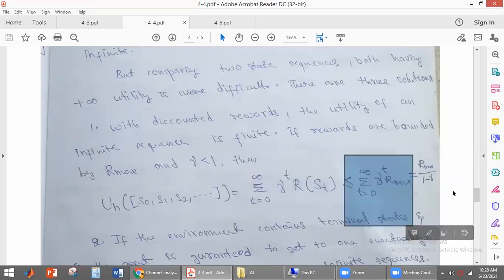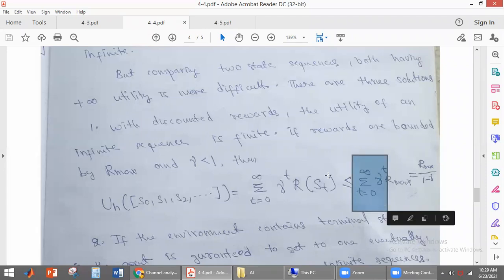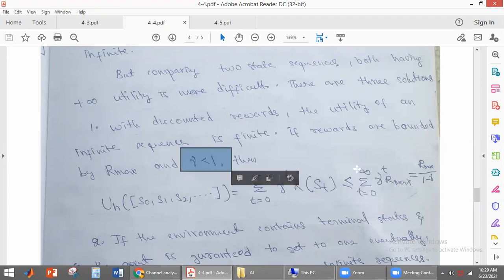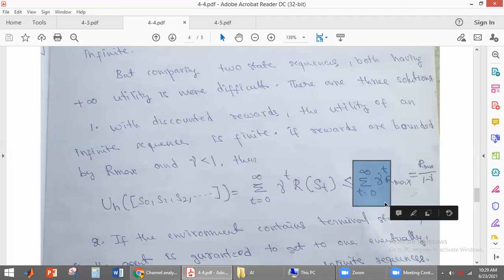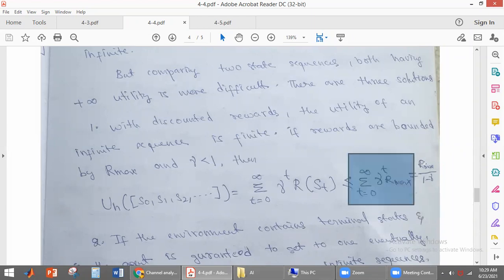Now R max is constant, students. We write R max outside. Then we have summation t equal to 0 to infinity of gamma power t. Use the infinite series formula. If gamma value is less than 1, this series has the value 1 by 1 minus gamma. So the value of this is R max by 1 minus gamma. If you have two infinite series, they can be compared by using discounted reward.